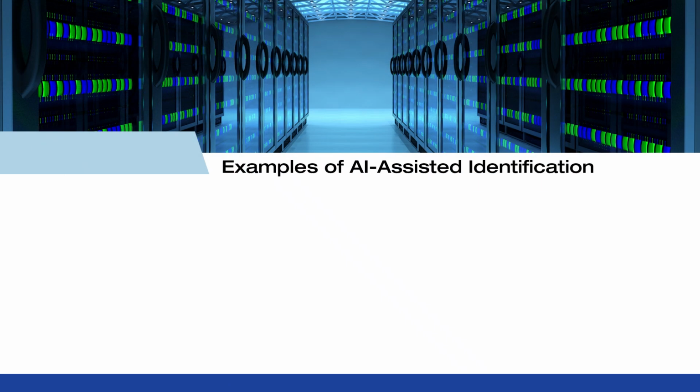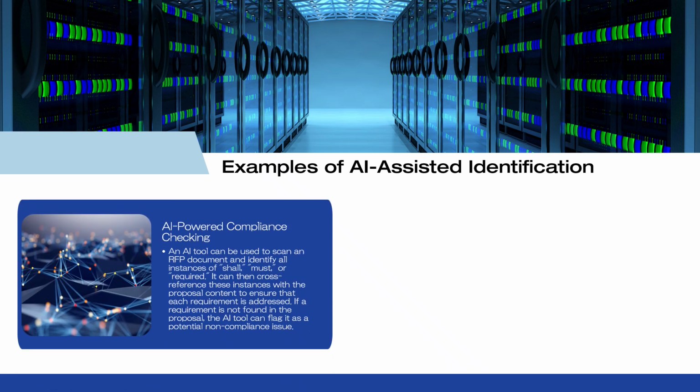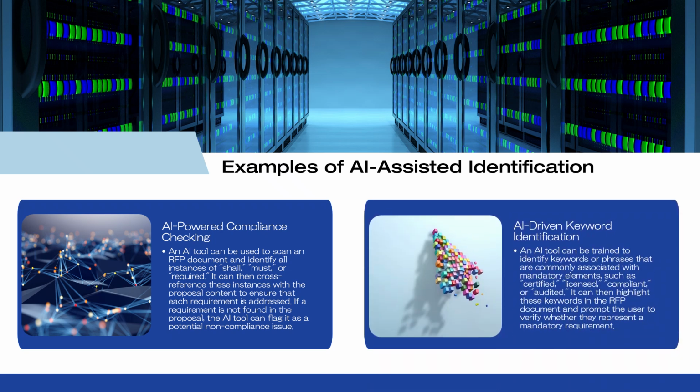Examples of AI-assisted identification. Here are two examples. AI can scan for shall and must to check compliance, or it can identify keywords related to certifications or regulations. AI-powered compliance checking: an AI tool can be used to scan an RFP document and identify all instances of shall, must, or required. It can then cross-reference these instances with the proposal content to ensure that each requirement is addressed. If a requirement is not found in the proposal, the AI tool can flag it as a potential non-compliance issue.